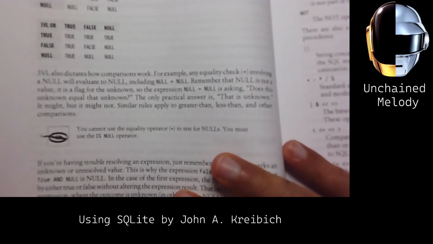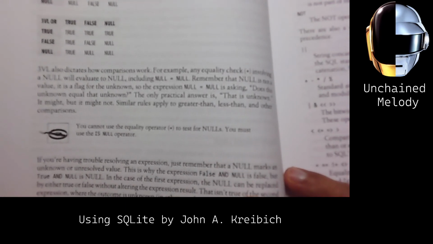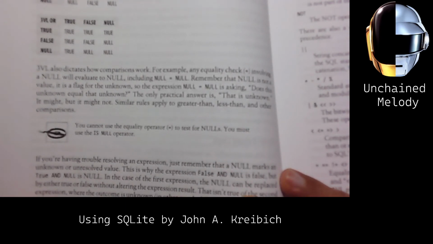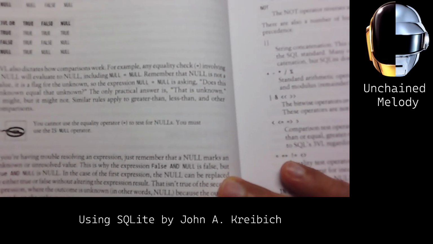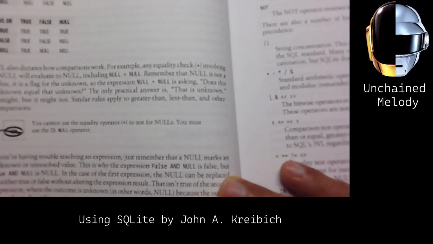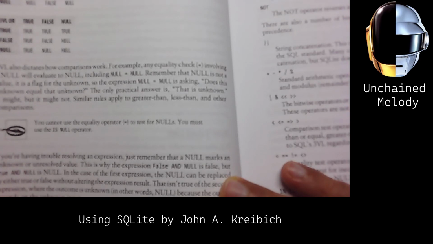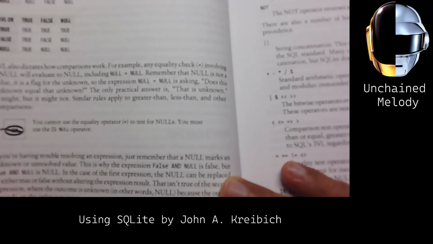3VL also dictates how comparisons work. Any comparison involving a null will evaluate to null, including null equals null, remembering that null is not a value, it's a flag for the unknown. So the expression is asking, does this unknown equal that unknown? The practical answer is that it is unknown. It might, but it might not. Similar rules apply to greater than, less than, or other comparisons.